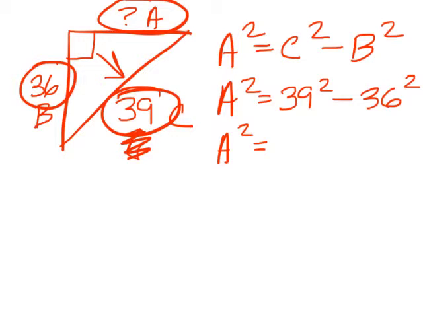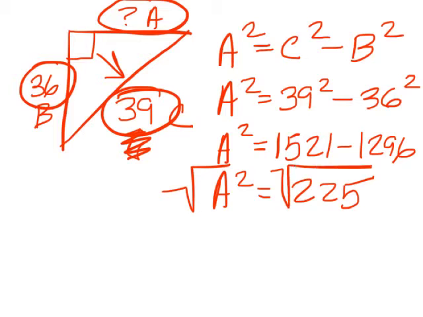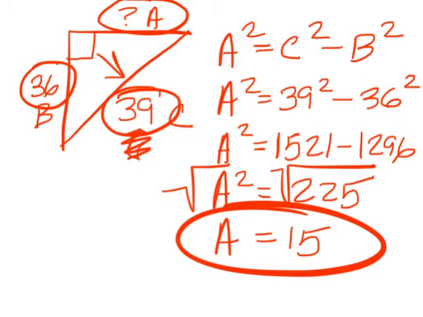39 squared on your calculator should be 1521, and 36 squared is 1296. And when you subtract those two, you should come up with an answer of 225. And then find the square root of both sides to get a equals 15. Again, as a review, if you know a hypotenuse and you know one of the legs, but you're missing the other leg, square the hypotenuse and subtract the square of the leg you know, just like this. And then find the square root to get 15.